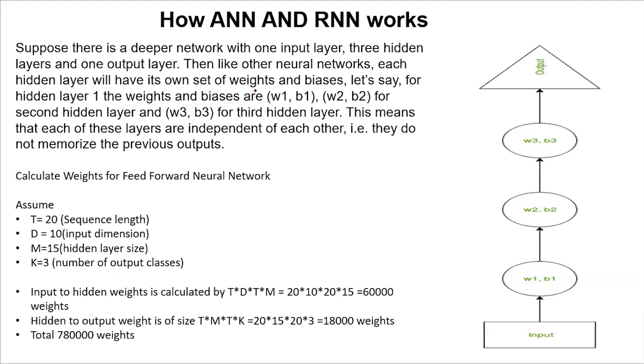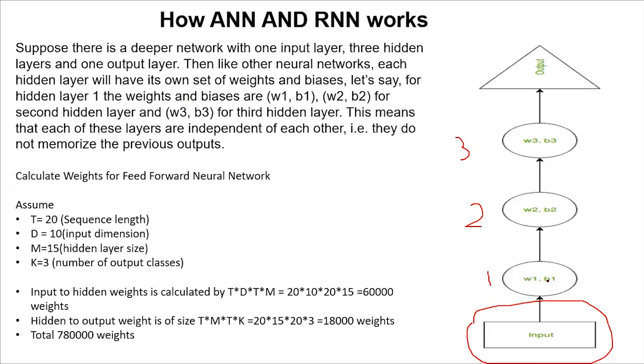So as we were discussing, why there's a need for RNN when we already have artificial neural network and CNN, convolutional neural network. So let's say there is an ANN model, or artificial neural network model, which has got one input. So this is one input and it has got three hidden layers: 1, 2, 3. And they all will have weights.